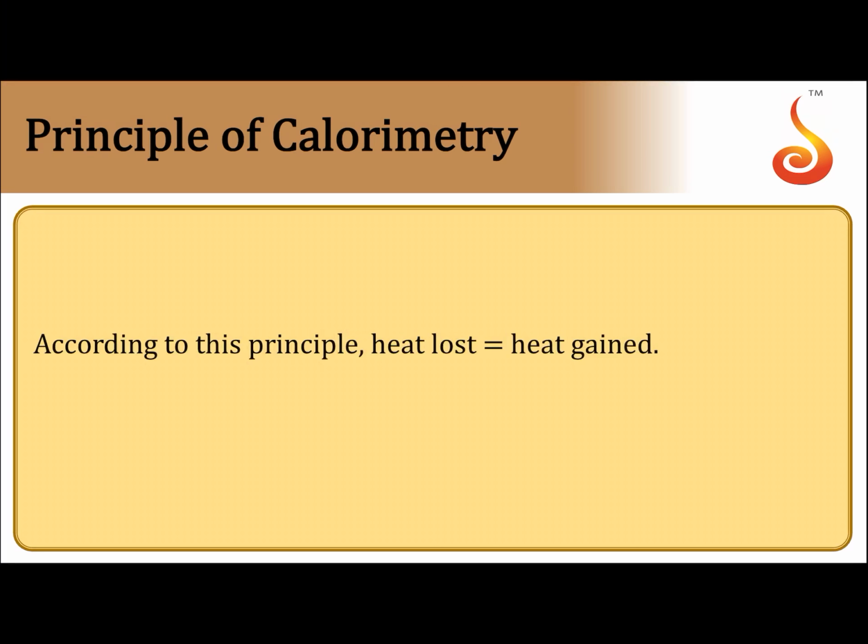Coming to principle of calorimetry. According to the principle of calorimetry, heat lost by hot body is equal to heat gained by cold body when two substances at different temperatures are mixed in thermal isolation. Thermal isolation means heat can be exchanged within the system, but it cannot exchange heat with surroundings. In such a case, heat lost by hot body should be equal to heat gained by cold body.